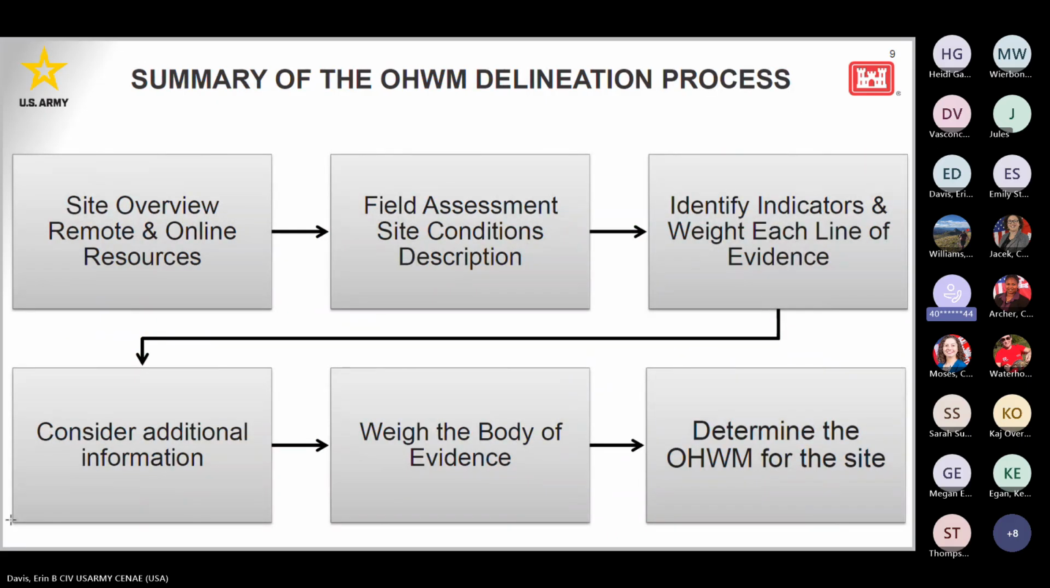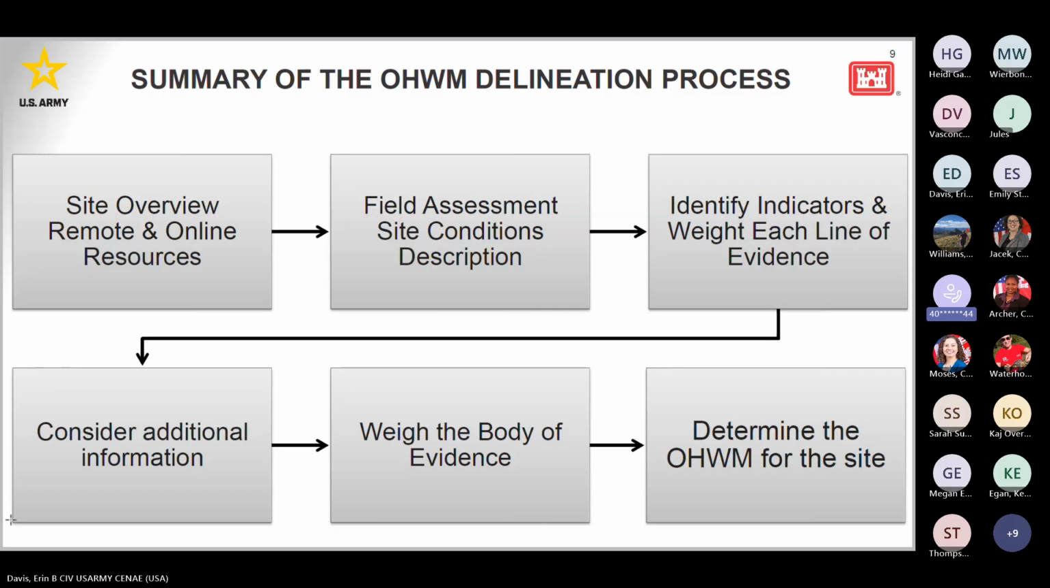All right, summary of the process. Step 1, site overview and remote online resources. Look at everything aerial, check the weather conditions, check the precipitation. I think we might discuss a little bit the antecedent precipitation tool to see how wet or how dry we are compared to historical stats. Then there's the field assessment, site conditions description.